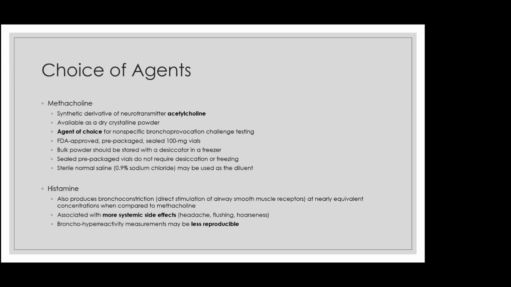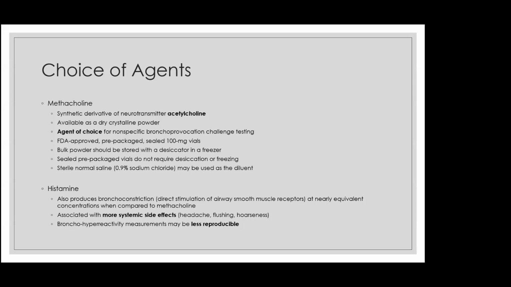It comes in FDA-approved, prepackaged, sealed 100 milligram vials. It also comes as a bulk powder, and it should be stored with a desiccator in a freezer. The sealed prepackaged vials do not require desiccation or freezing. We normally dilute it to create varying concentrations and doses, and we can use sterile normal saline for this purpose.